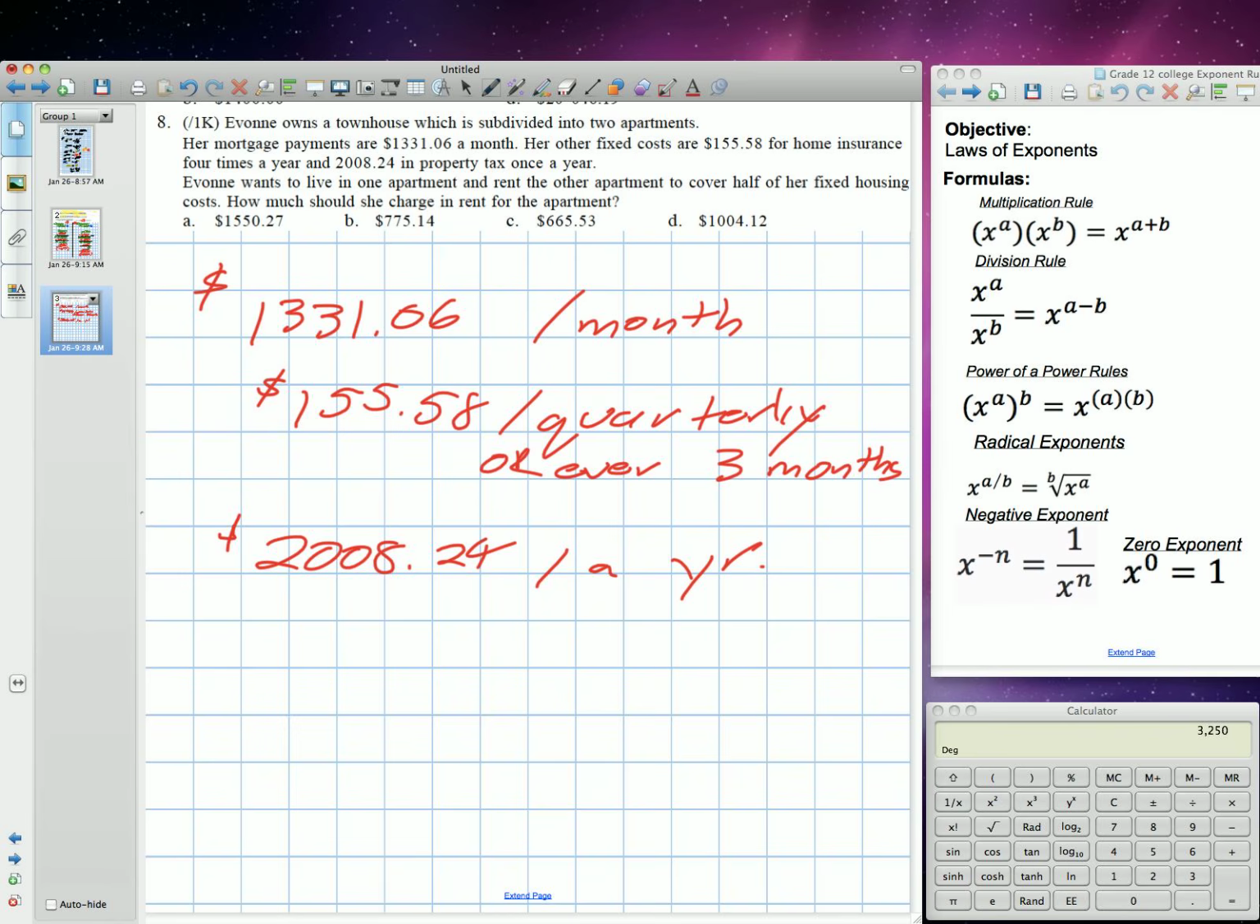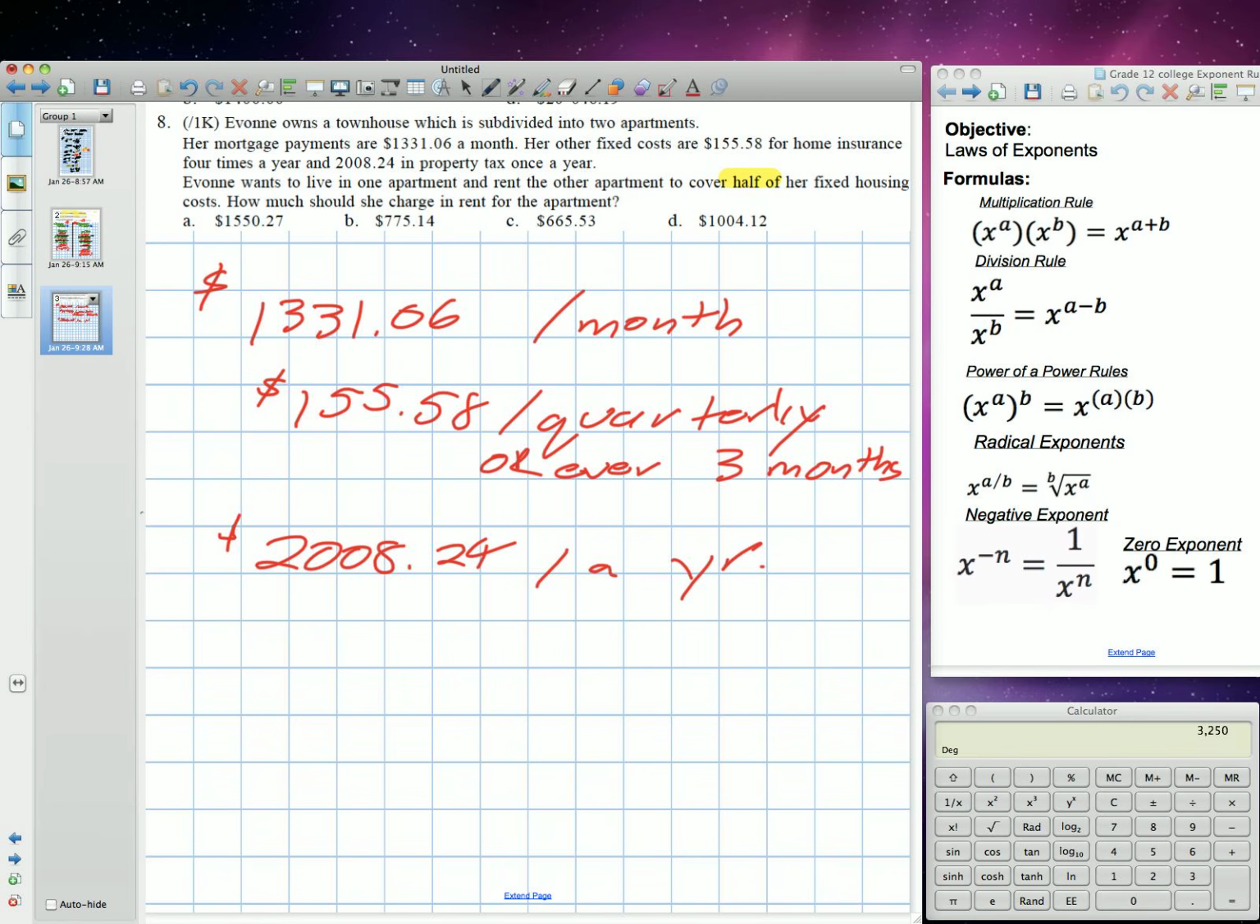So she wants to charge the person, what would it cost? Half of her fixed, say monthly? Half of her fixed housing costs. Okay, so how much should she charge a month? So, first off, she wants half of this. That's an important part of this question. We're going to have to change everything into a set time frame. Right now we're working with monthly, quarterly, and yearly.